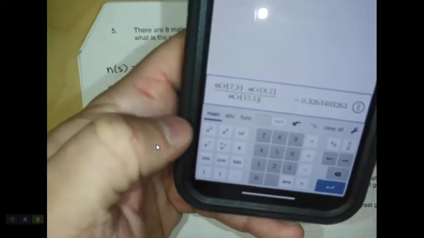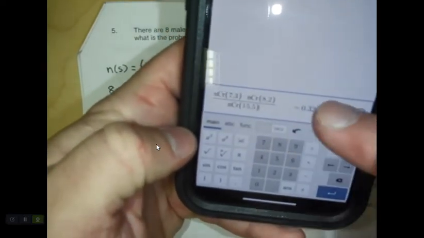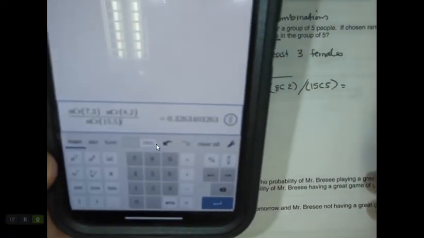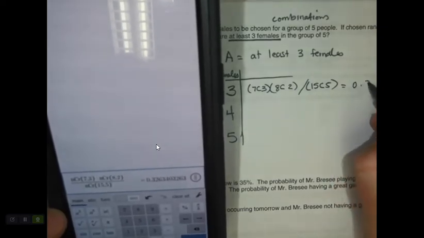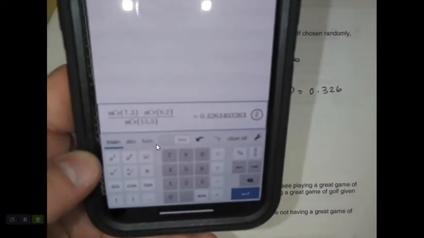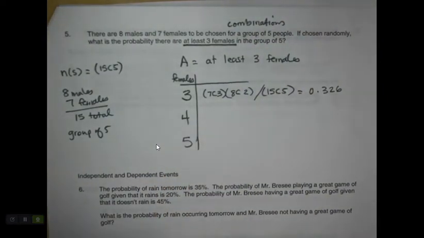All right, so I can think of it like that. So I can take that answer, 0.326. All right, that's what I got. That's what it looks like. All right, I'm going to hit pause. I want you to try 4 and 5 and see if you get the same answers as I do.